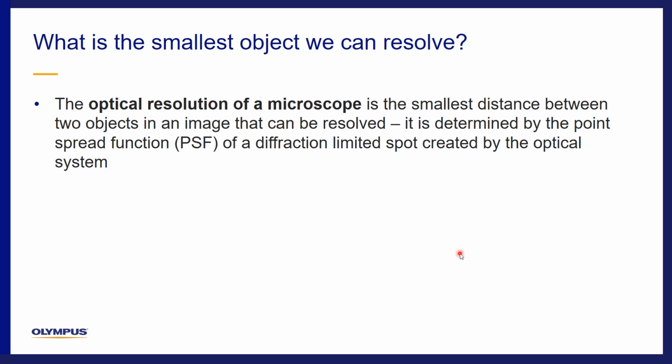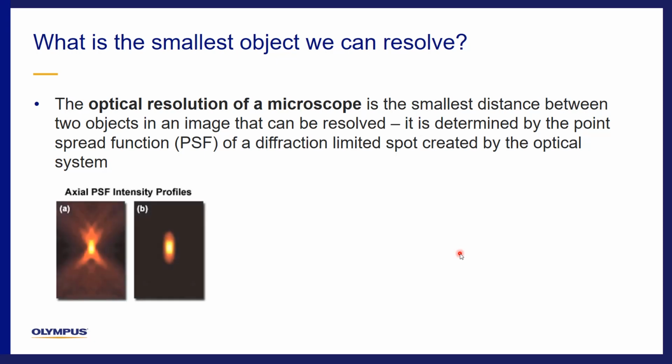So what is the smallest object we can see? What is the smallest pixel we want to use, and what is the smallest object we can see? The optical resolution of a microscope is the smallest distance between two objects in an image that can be resolved. It's determined by the point spread function of a diffraction limited spot created by the optical system. So that's the professional definition of optical resolution. Kind of more graphically depicted here.